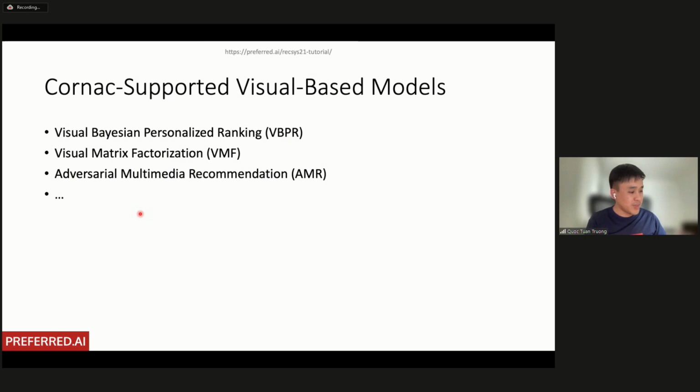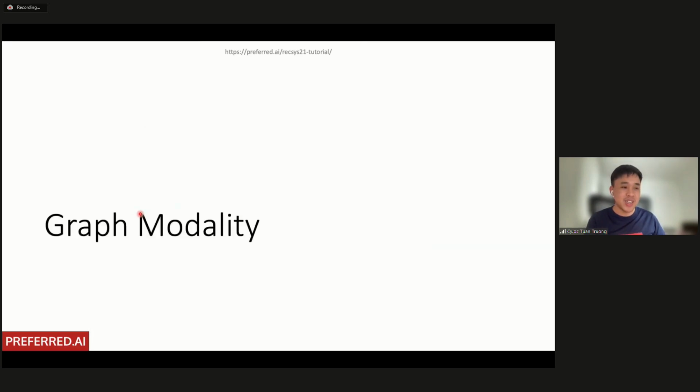So what time is that now? We can actually take a few questions before we do a coffee break, before we come back to talk about the next modality, which is a graph modality.